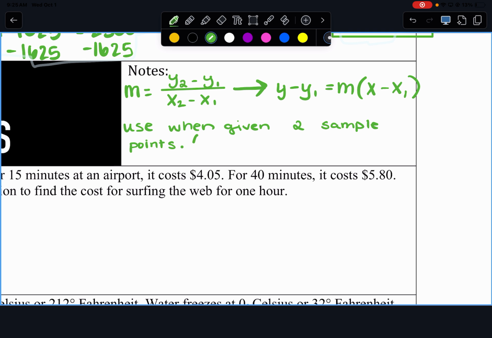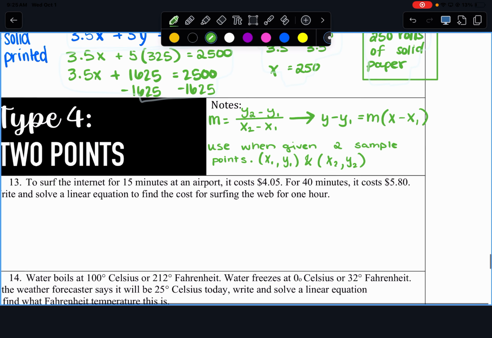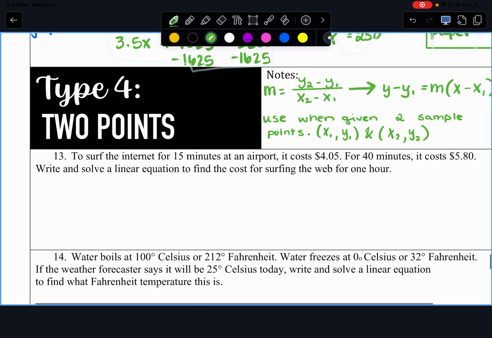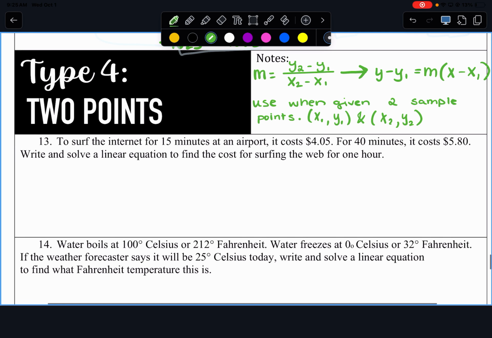And your sample points would be your x1, comma y1, and x2, comma y2. So we're going to go ahead and look at question 13. To surf the internet for 15 minutes at an airport, it costs $4.05. That right there is our first point. What do you think the x is going to be there?